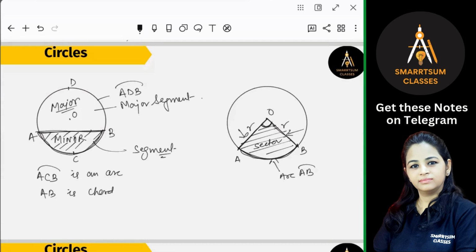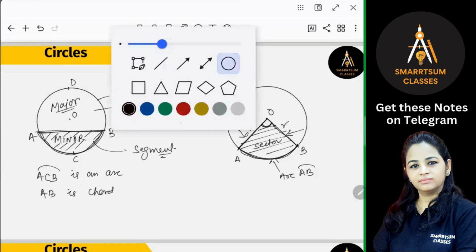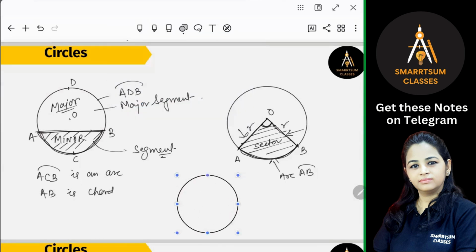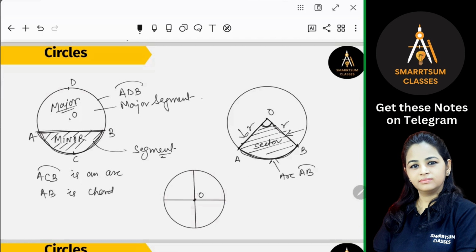Now, similarly, we can also have a quadrant of a circle. If we divide the circle into 4 equal parts, then each part is called a quadrant of a circle. Suppose there's a circle, and we divide it into 4 equal parts. This is a diameter, this is also a diameter, and this is the center of the circle. This is a radius, this is a radius. Then this is called a quadrant of the circle, meaning a 1/4 part of a circle, right?